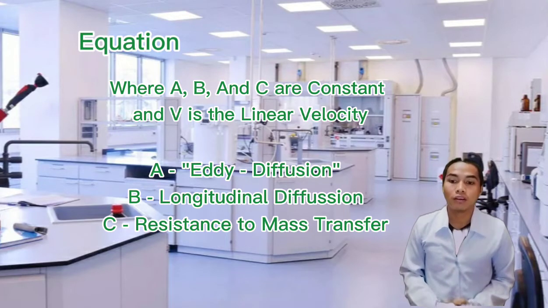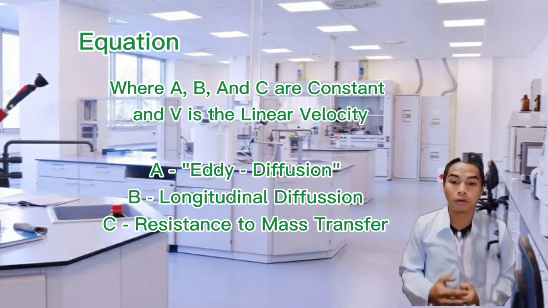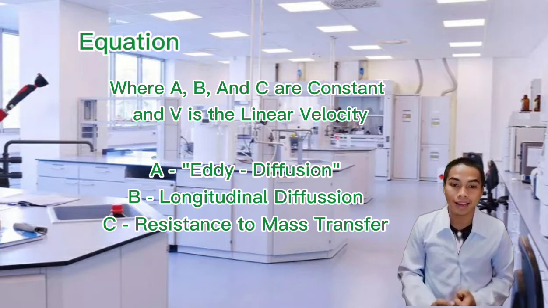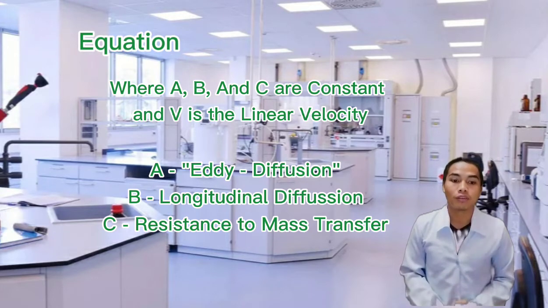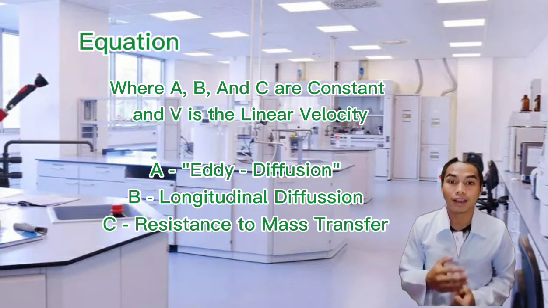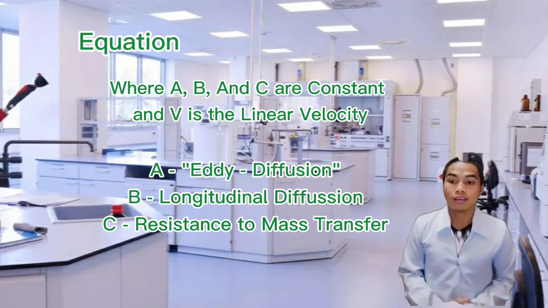B is the longitudinal diffusion term, whereby the concentration of the analyte diffuses out of the center to the edges. This causes the broadening of the analyte band. C is the resistance to mass transfer term and causes the analyte band to become broader.